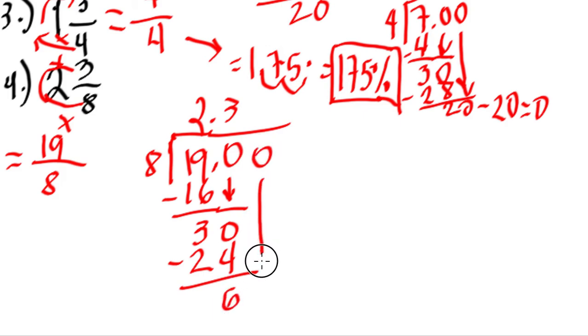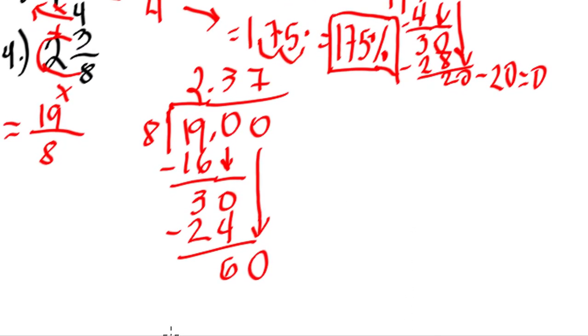Bring down another 0. So 60. 60 divided by 8 is what? 8 times 5 is 40. 8 times 6 is 48. 8 times 7 is 56. And if we add another 8, that's going to give us 64. So it's only going to be 7. 7 times 8 is going to give us 56. So I'll put a 56 here. And then 60 minus 56 is going to give us 4.